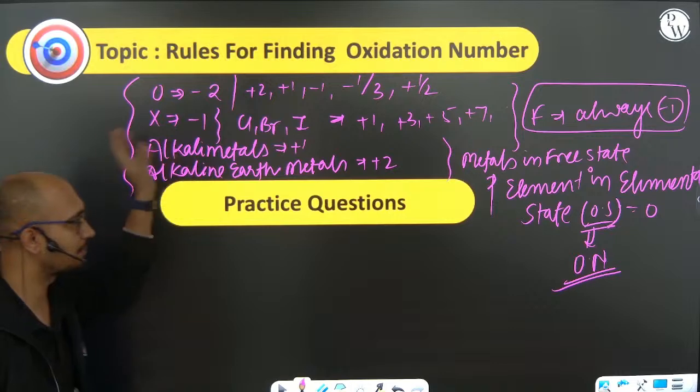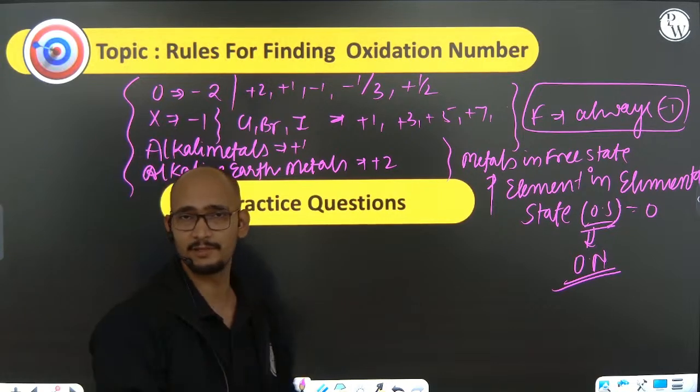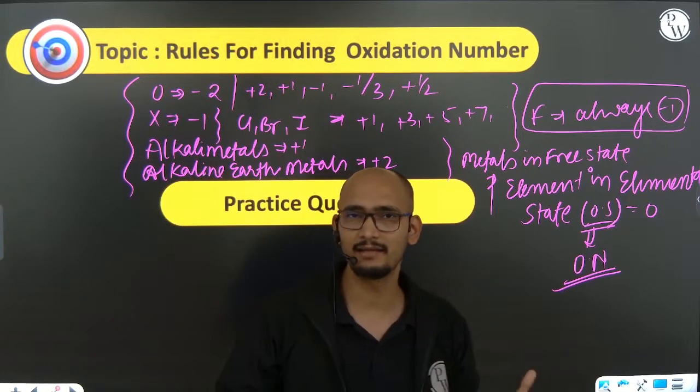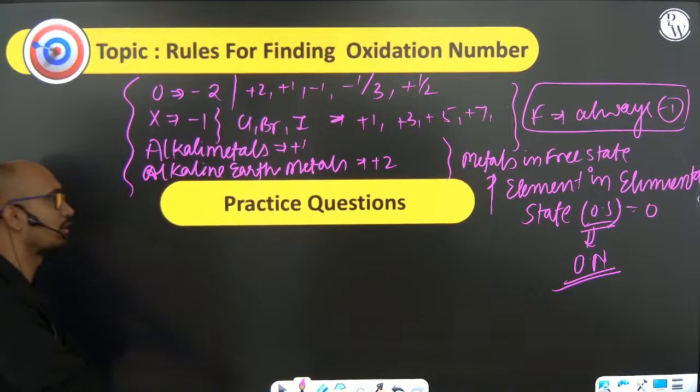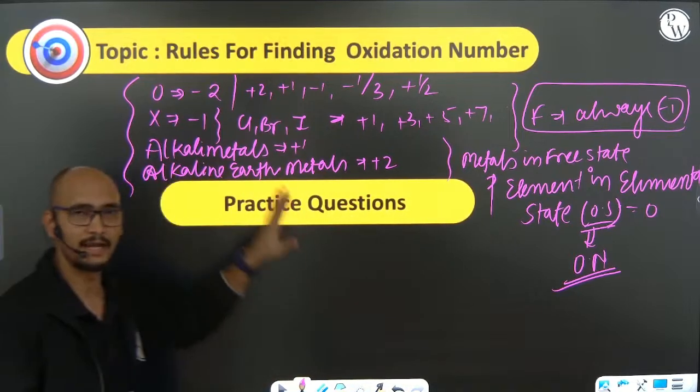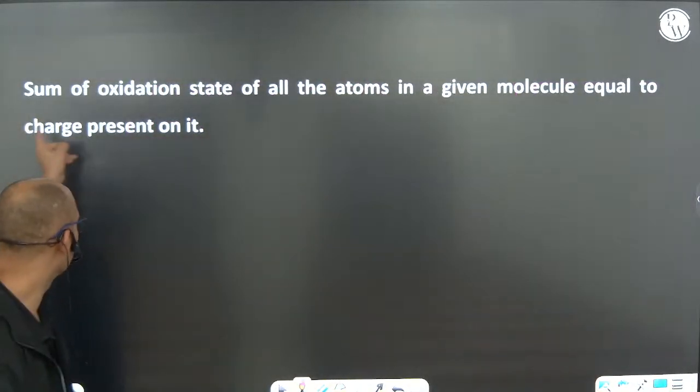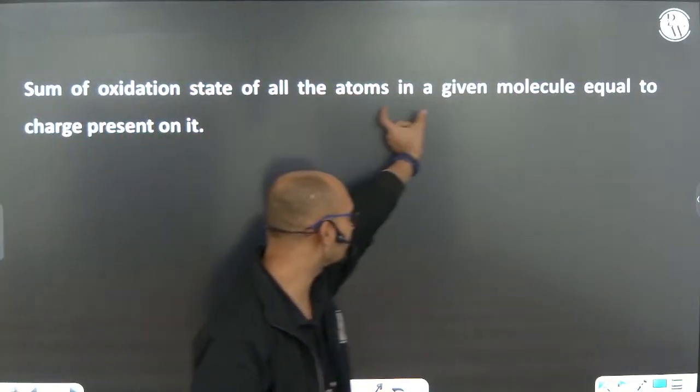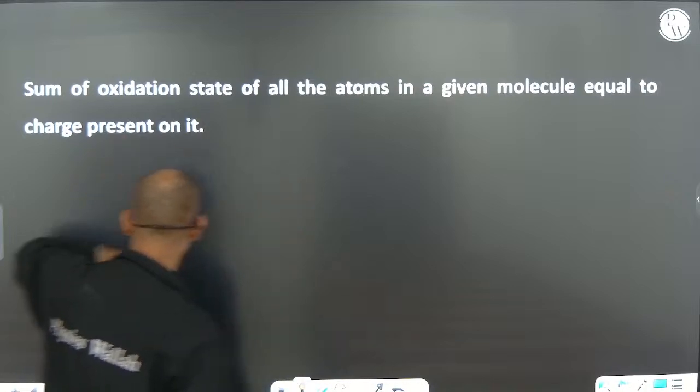You always have to keep in mind, right? Though there is a difference between oxidation state and oxidation number, if the question comes, then I will talk about that. But right now, just keep these things in mind. Next, one more rule is there here. Sum of the oxidation state of all the atoms in a given molecule equal to the charge present on it.